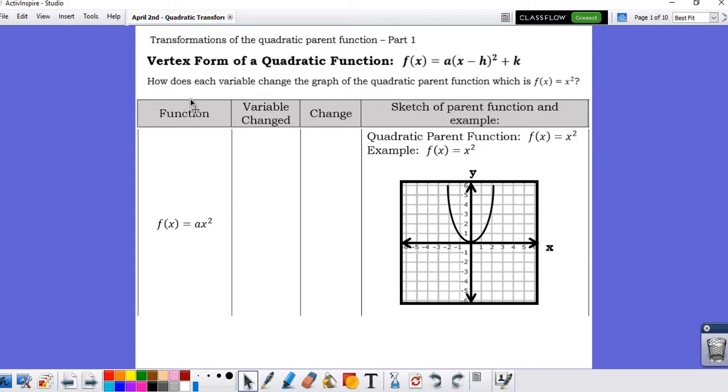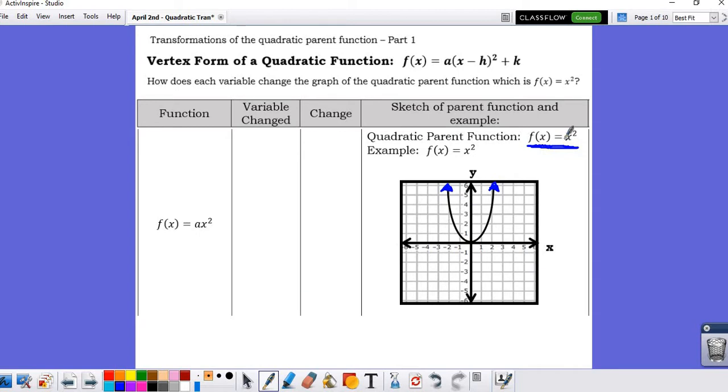Okay, so we looked at vertex form of a quadratic function, and so it says here f of x equals a times x minus h squared plus k. And the Desmos activity you just did showed you how the a, h, and k values all change the shape of the graph. So here I'm just going to go through each piece to review. And every time we're going to graph the quadratic parent function, which is just f of x equals x squared. So I have that already graphed here for us.